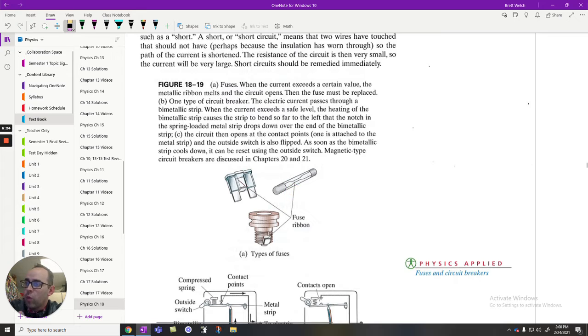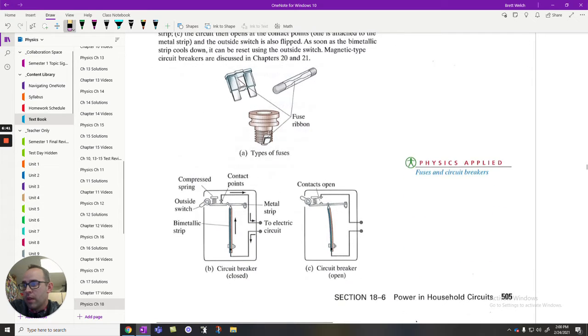Well, the problem with fuses is they are one use. Once they break, you have to replace the fuse. And if it's the middle of the night, there was a storm, and you don't have extra fuses in your house, you're out of luck. So we wanted something that was reusable, resettable, something that everyone could understand and work with a little bit better.